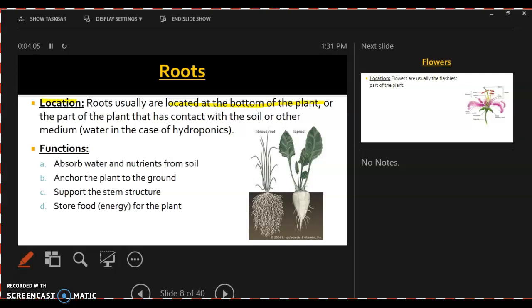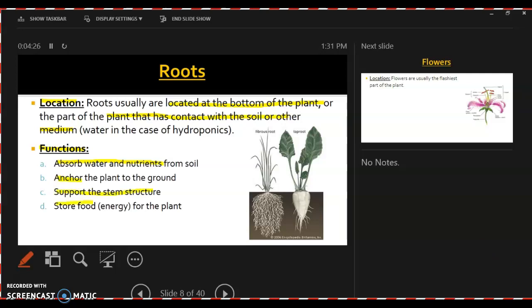Okay, so it's just going to have contact with the soil, so the plant that has the contact with the soil or other media. Okay, so then its function. The function of the roots is to absorb water and nutrients. Okay, it's going to anchor the plant, so anchor, support the stem structure, and then store food.